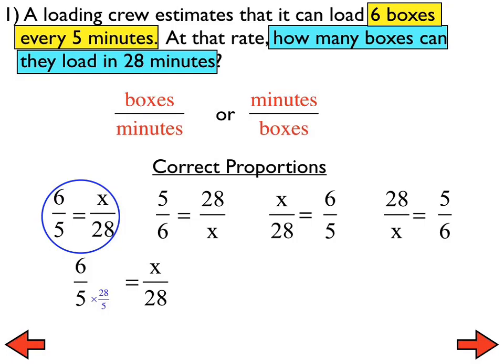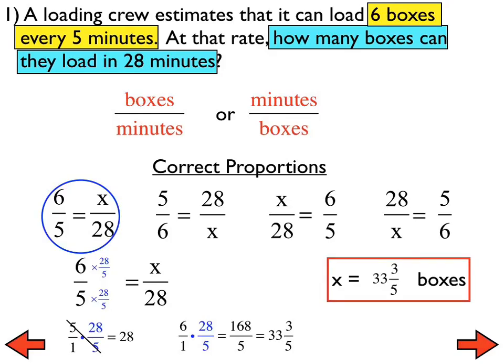because the goal is to cross-cancel those 5s, right? Then I use the same multiplier to the top part. 6 times multiplier equals x. So 6 times 28 over 5 equals 168 over 5, which then simplifies to 33 3/5. So x equals 33 3/5 boxes. Go ahead and write this down. So it's the same process we've been practicing all week, right?